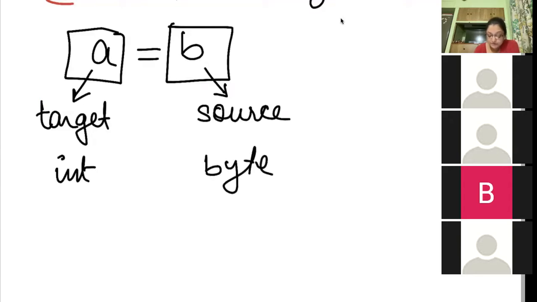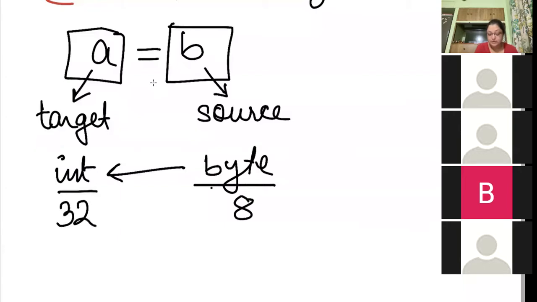Yes. First of all, both are compatible. They belong to the integer numeric type. And the size of byte is 8 bits. And what is the size of integer? 32 bits. So it satisfies the conditions: compatible, and the size of the source is smaller than the size of the destination.